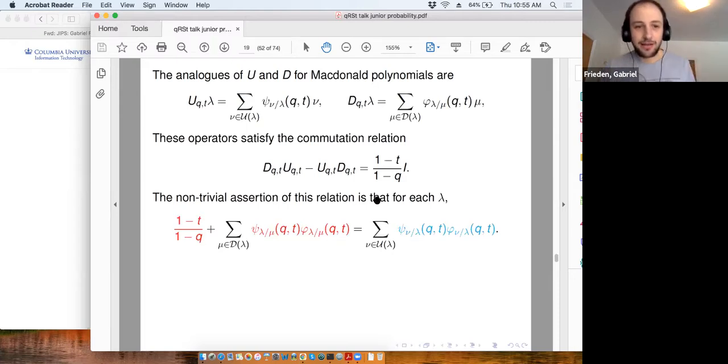Again, this boils down to two things. If you take two different partitions, then there's that one thing in between, and it's not too hard to show that the weights of going like this are equal to the weights of going like this. But the non-trivial assertion is that if you start with lambda and you sum up over all the ways of going up and back down, this is equal to the number of ways of going down and back up, plus this extra factor.